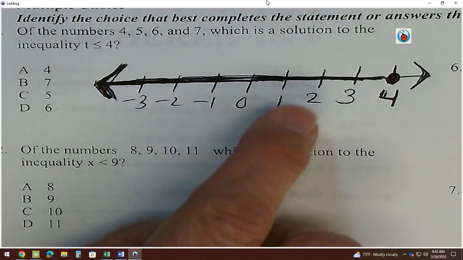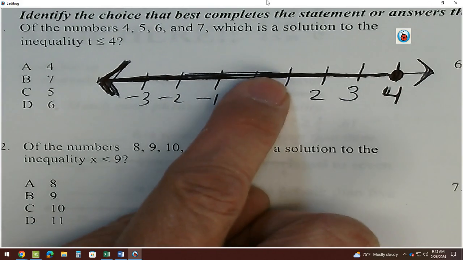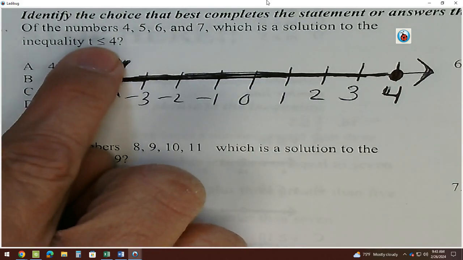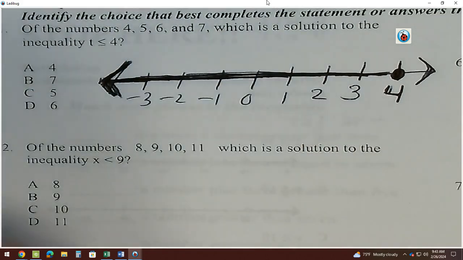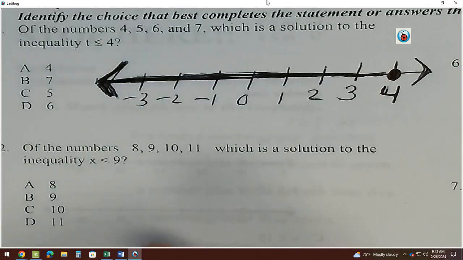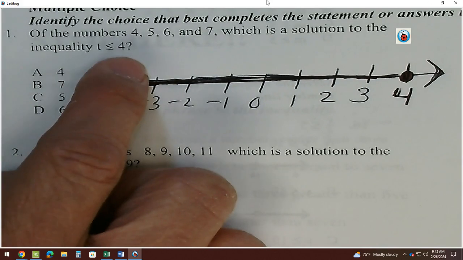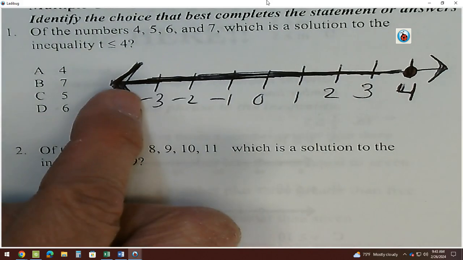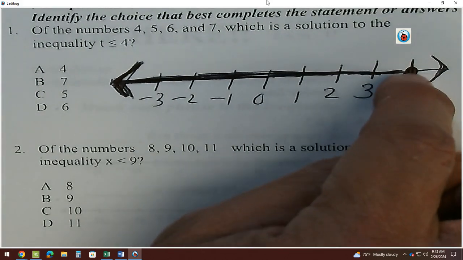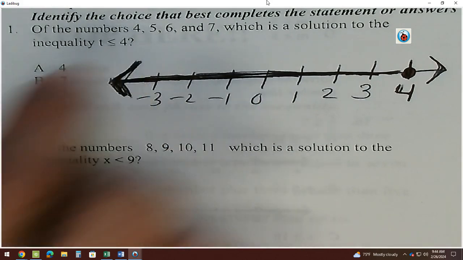Now let's get another one. Let's get 2 now, because 2 is part of the shading, right? Is 2 less than 4? Yes. Is 1 less than 4? Yes. Is 0 less than 4? Yes. Is negative 3 less than 4? Yes. All these are possible answers, including 4, because of the equal.